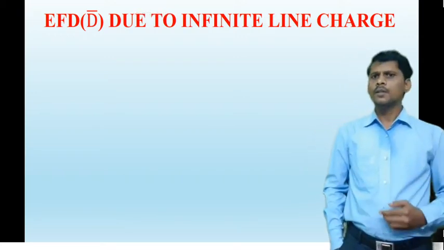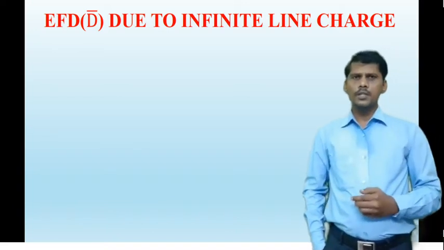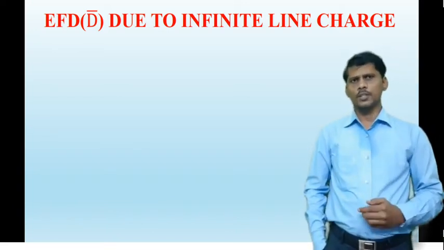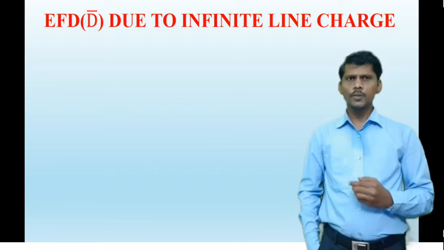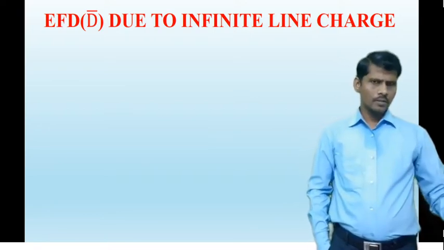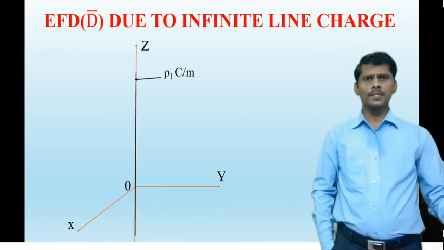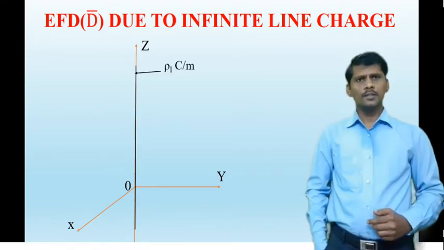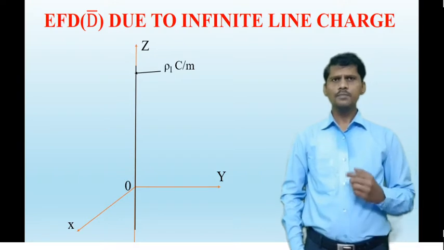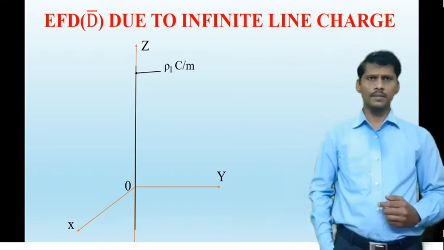The first one is electric flux density due to an infinite line charge. Consider an infinite line charge lying on the z-axis. The line charge density is ρl coulombs per meter.